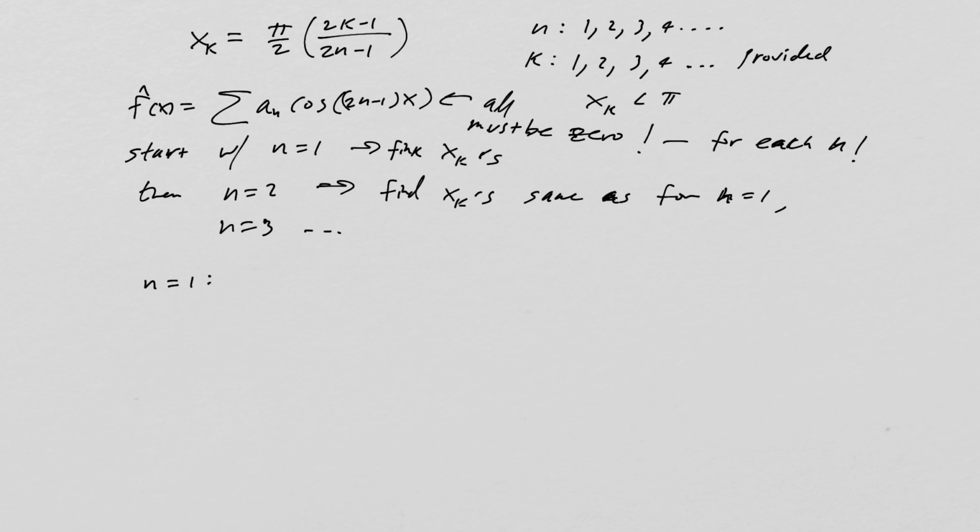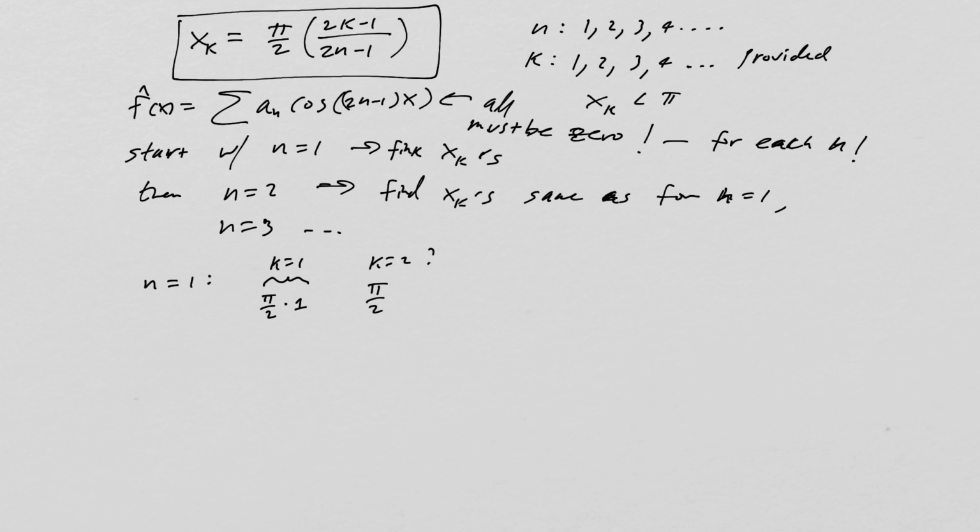If I have n equals 1, that's our starting point, then if I look at my formula up here, we're going to start, of course, with k equals 1, and that's going to give us a pi over 2 times 1. Right, and if I were to go to k equals 2, can I even go to k equals 2? Well, let's actually just check. We know we have a pi over 2, and then we're going to have a 3 over 1. Of course, that's equal to 3 halves pi, which is greater than pi, so nope, we can't do that one in this particular case.